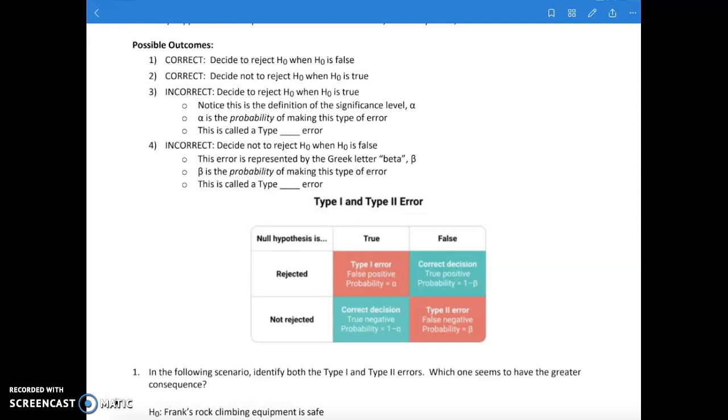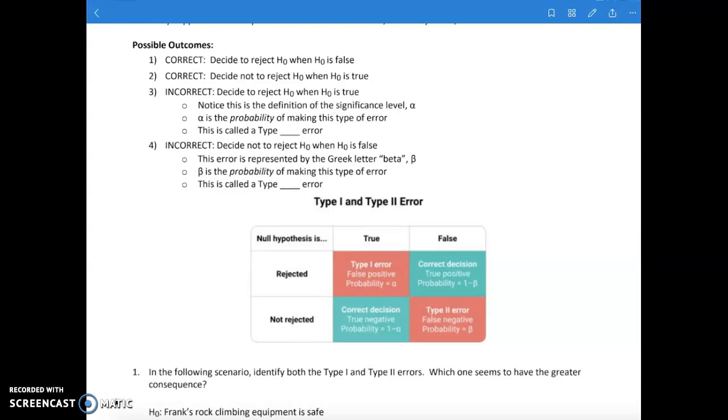That's a correct outcome. Another correct outcome would be deciding not to reject it when it's true, because we wouldn't want to reject it if it's true. That's a correct outcome as well. But now the other 2 combinations result in errors.